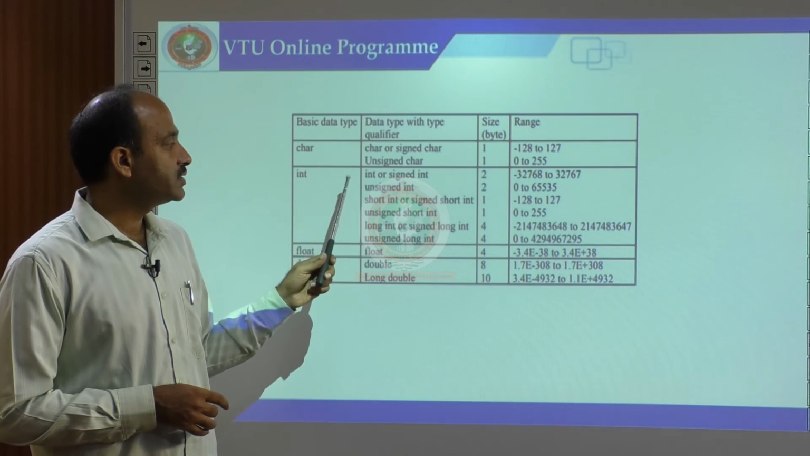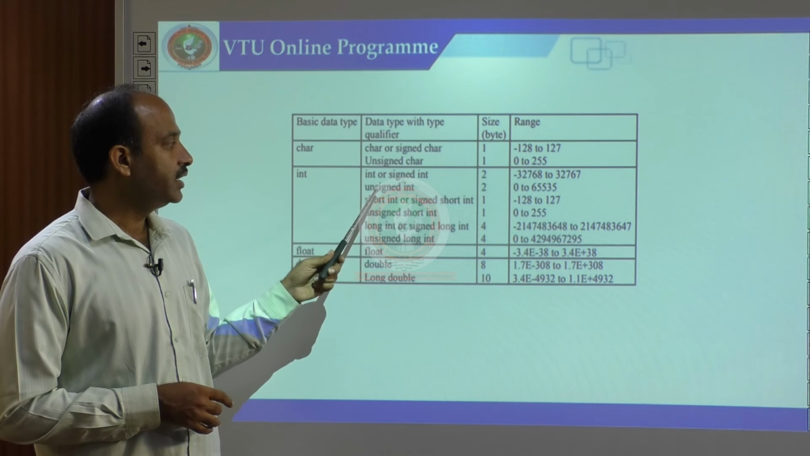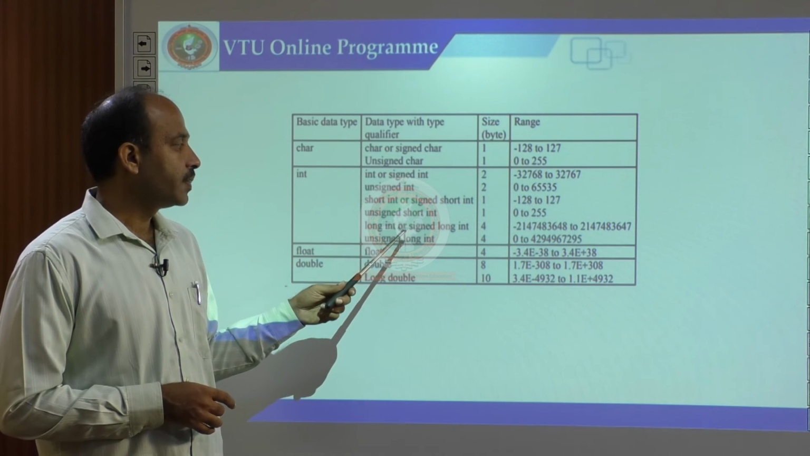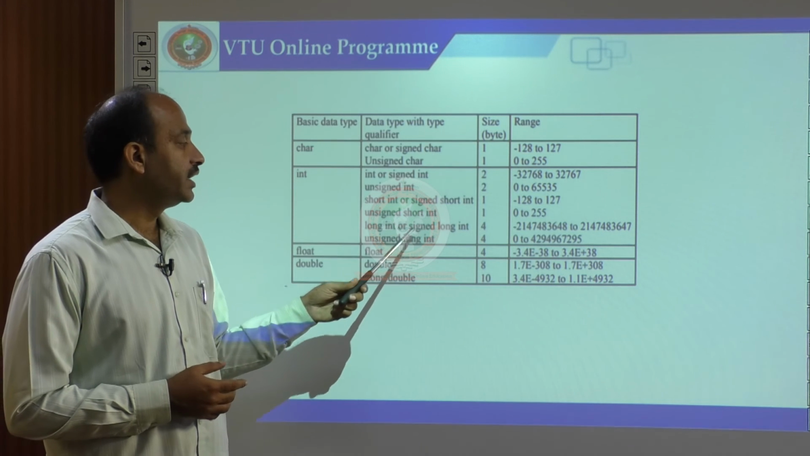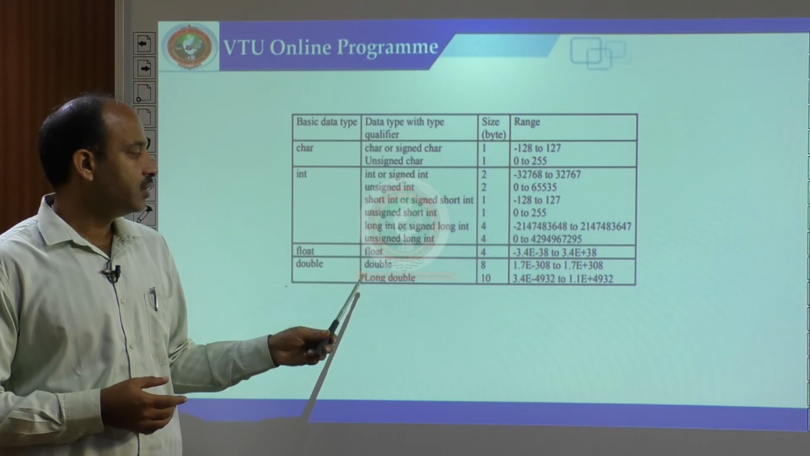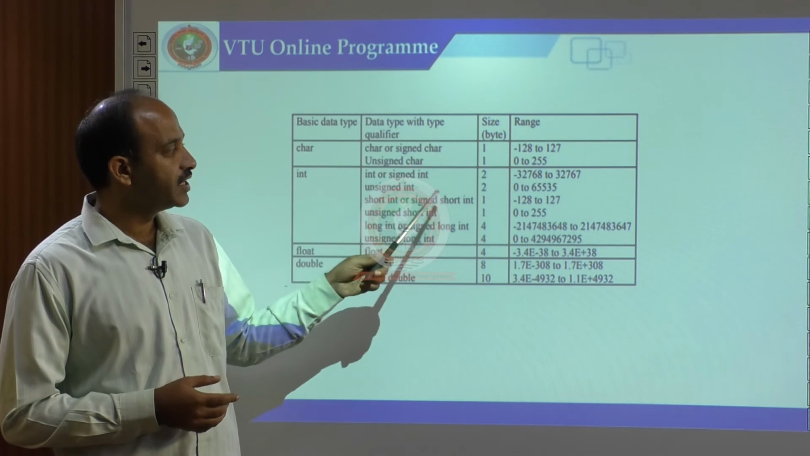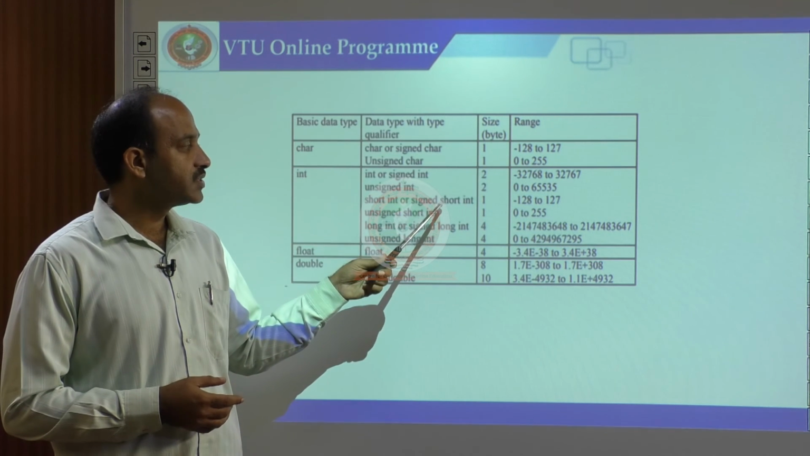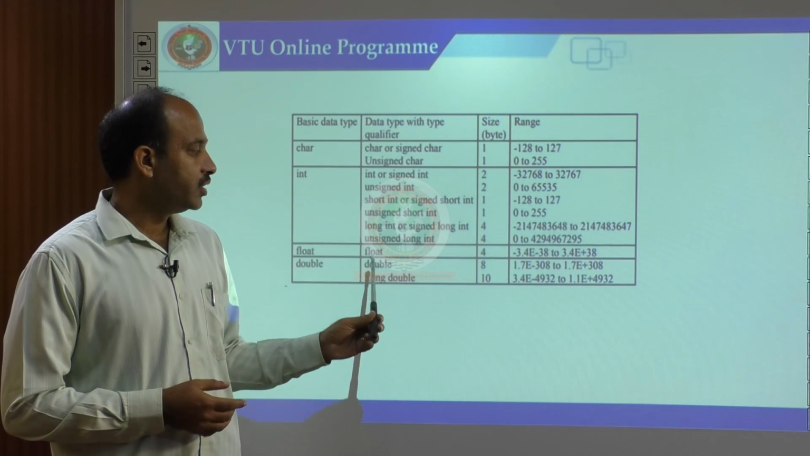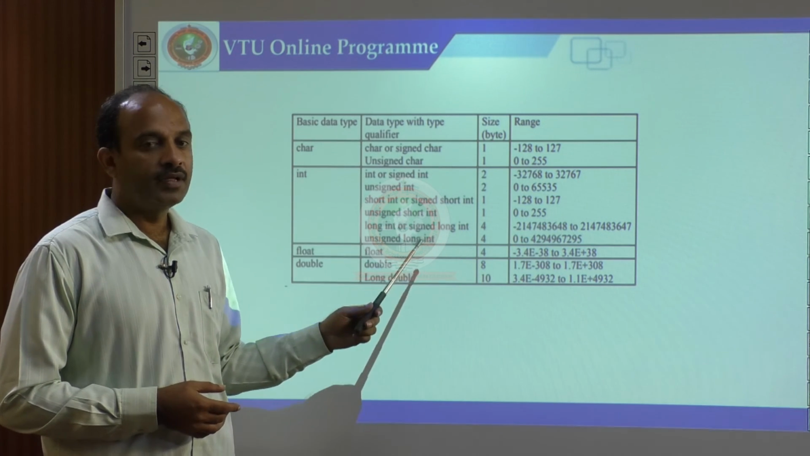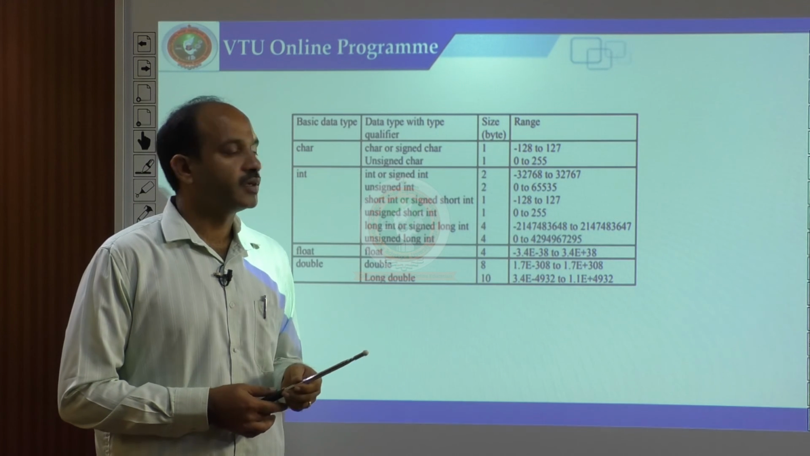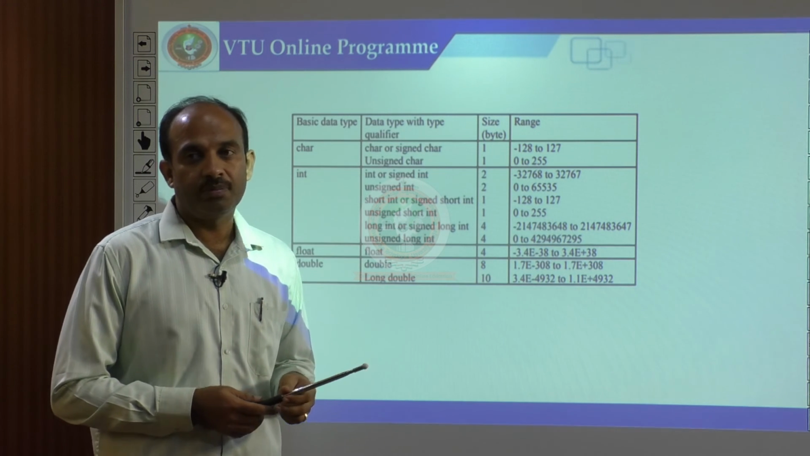With respect to integer, everywhere it is signed int, unsigned int, signed short, unsigned short, long int, short int, signed long int, unsigned long int. Similarly, float, double, long double. These are the sizes in bytes. If it is an integer, 2. For the short int, 1, and long means 4. If it is a float, 4, double is 8, long double means 10, and these are the ranges with respect to the data types.